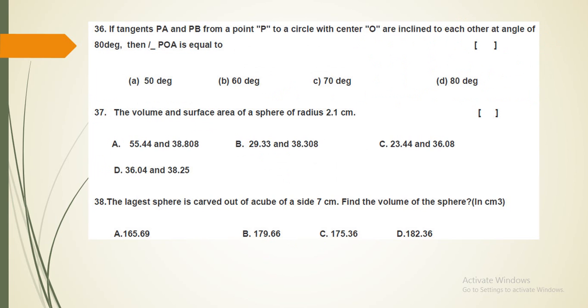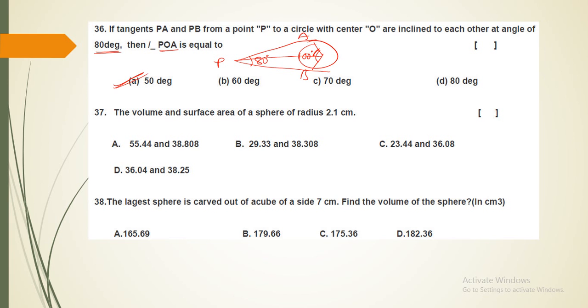If tangents PA and PB from a point P to a circle with center O are inclined at an angle of 80 degrees, right? First of all we are going to draw the figure. So PA and PB, clearly these are A and B and they are inclined to each other at an angle of 80 degrees. Then this angle is 100 degrees. Then what is he asking? Angle POA. That means it is equal to half of this angle, which is 50 degrees.